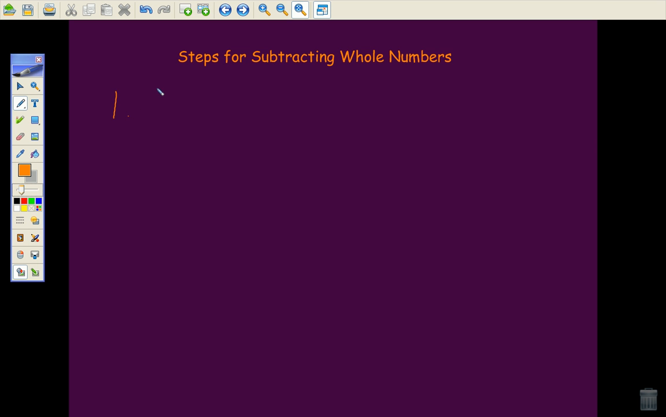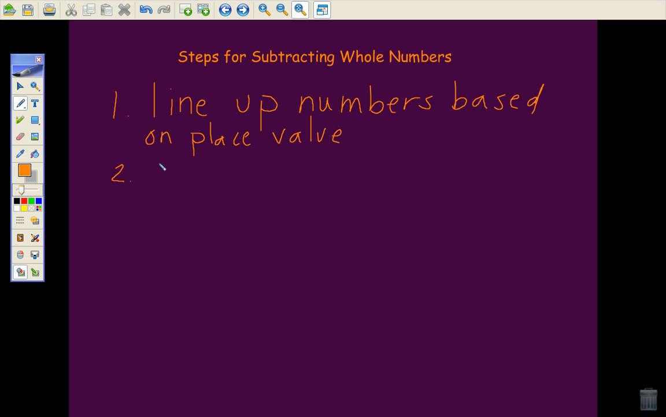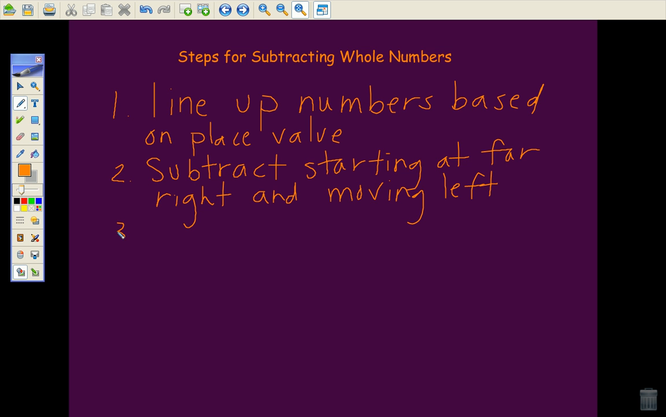Just like addition, you want to line up your numbers based on place value. Next, you're going to subtract starting at the far right and moving to the left. And you may have to regroup if you don't have enough of a certain place.